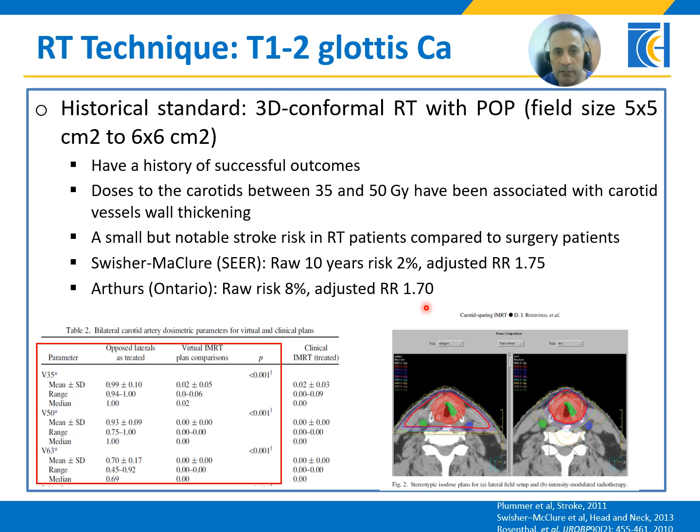A study from MD Anderson compared the traditional two lateral opposing fields with whole larynx IMRT, and this was a dosimetric study. It looked at the dose distribution and clearly identified that whole larynx IMRT is associated with a statistically significant reduction in V35, V50, and V63 compared with two lateral opposing fields.